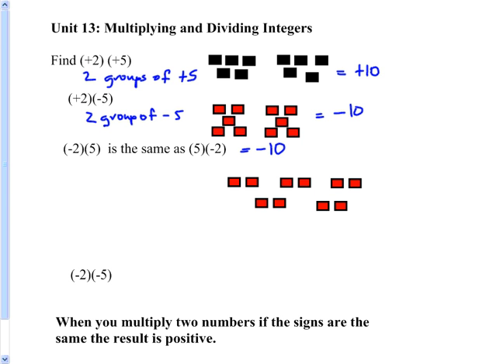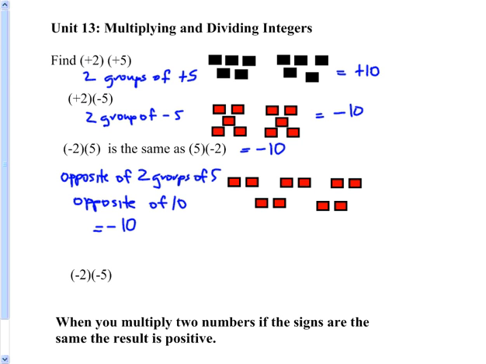So here's a different way of thinking about this. Remember, negative 2 is really the opposite of 2. So we could think of this as the opposite of two groups of 5. Well, two groups of 5 is 10. So the opposite of 10, and of course the opposite of 10 is negative 10.